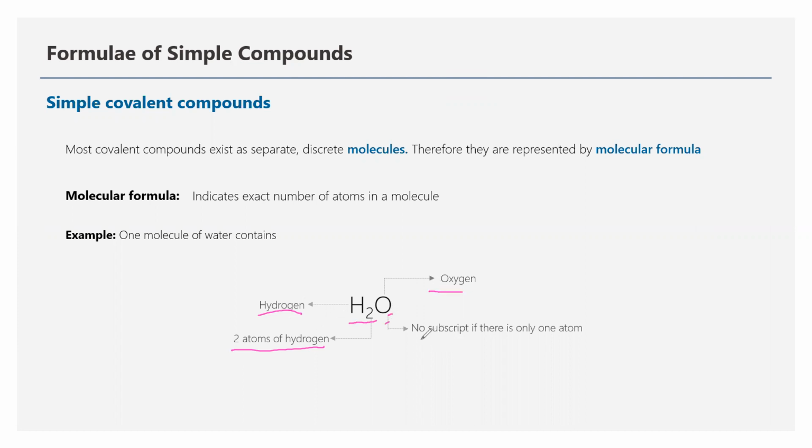As you can see, there is no subscript if there is only one atom, because it is obvious that this is one. So I don't need to mention that. So this molecular formula gives me the exact number, which is H2O. There are two hydrogen and one oxygen atom.